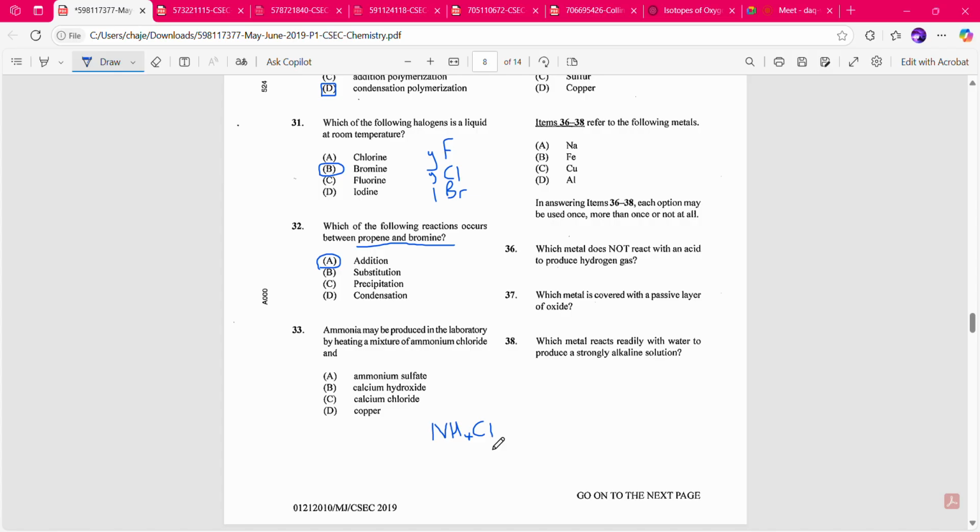Alright, so my first option was correct. I would have said B. That's the correct answer. I think if I did this paper, I would have gotten 60 flat. So what happens is that we have our ammonium chloride, we react it with calcium hydroxide.